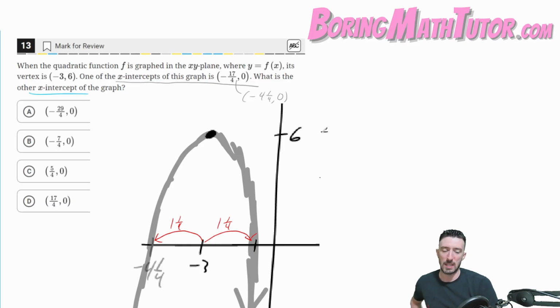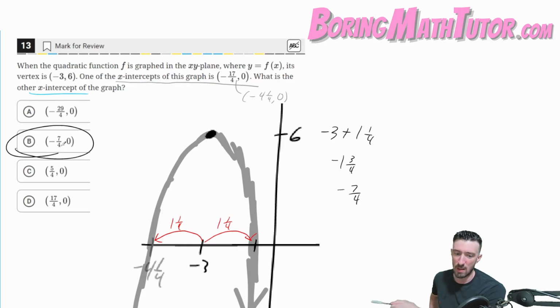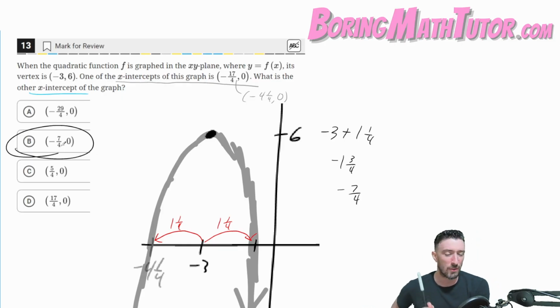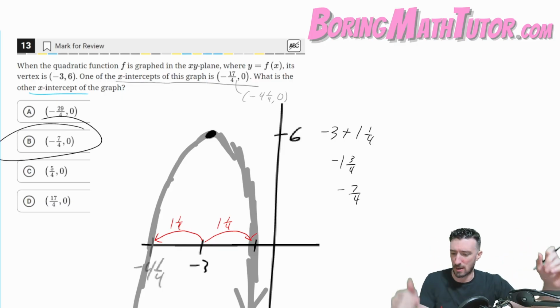And if I take -3 and I add 1 1/4, let's see, what would that get me to? -1 3/4, which is the same thing as -7/4, and we are done with having to use the word fourth because we figured out the answer, and now we're ending the video.